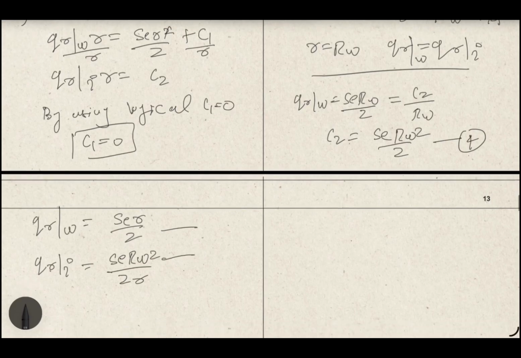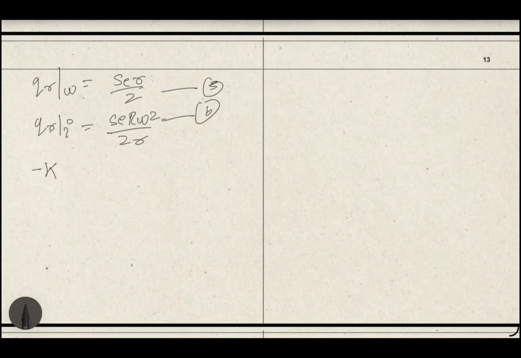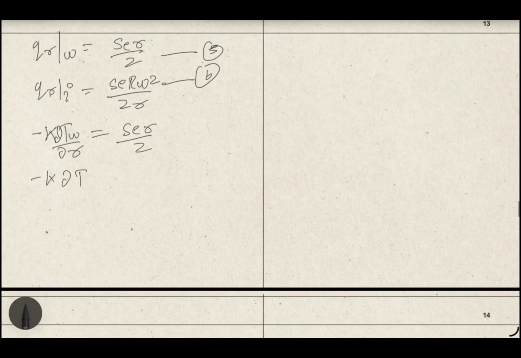So these are our equations 5 and 6. Now applying Fourier's law, -k_W dT_W/dR is equal to S_E R/2, and -k_I dT_I/dR is equal to S_E R_W^2/(2R). So now we are integrating both equations.